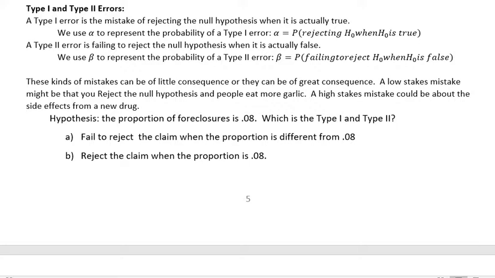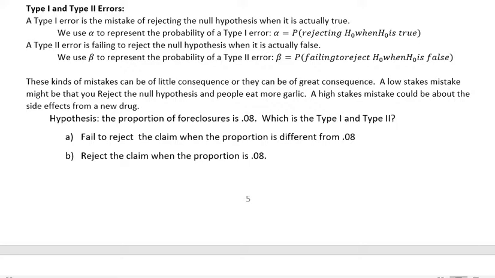These kinds of mistakes can be of little consequence or they can be of great consequence. A low-stakes mistake might be that you reject the null hypothesis and people eat more garlic. But a high-stakes mistake could be about the side effects of a new drug. That could be life-threatening for people. So these types of errors are taken very seriously.